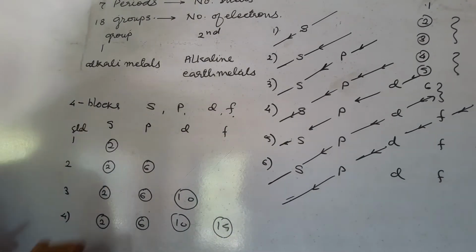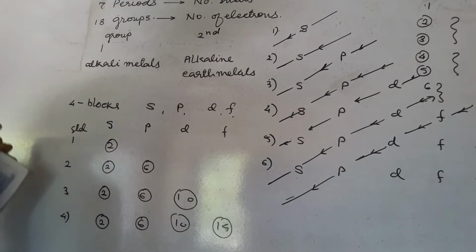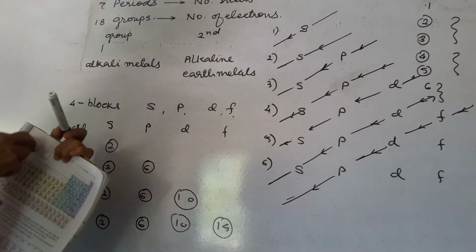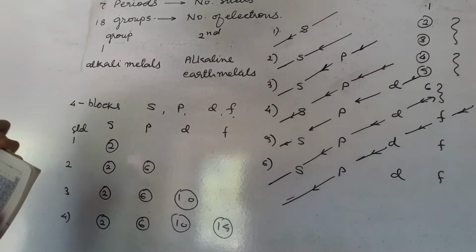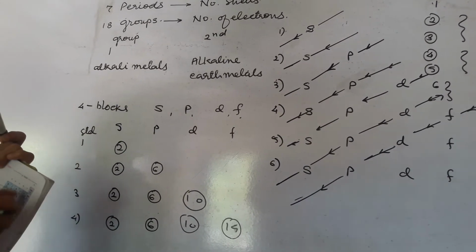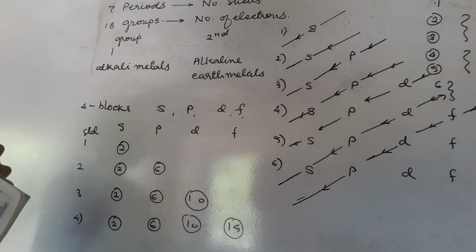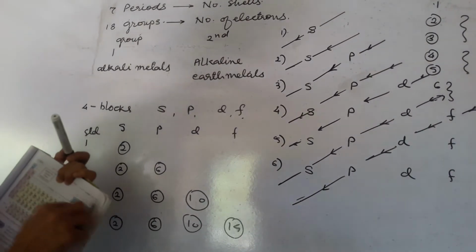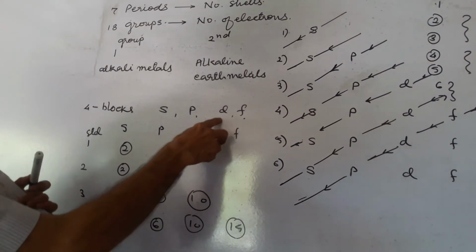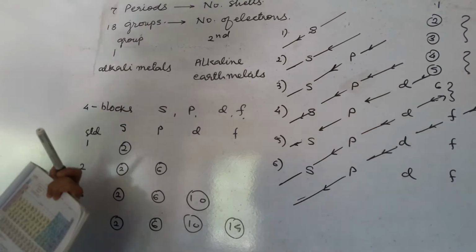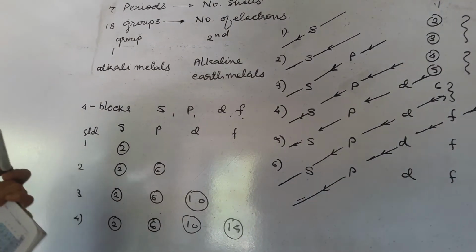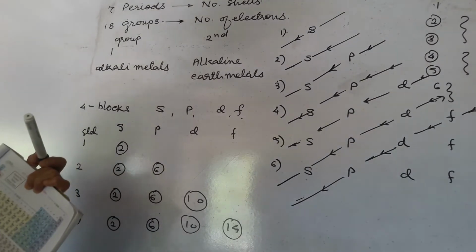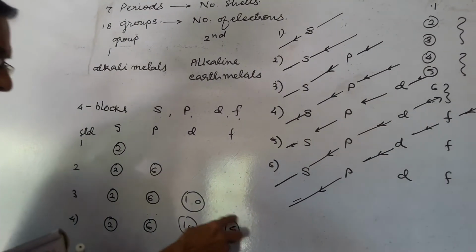So S, P, D, F. In S block, only 2 elements are there. You can see that 2 groups are there in S block. In P block, 6 are there. You can see in the table that 6 elements are there in P block, in each period. In D, you find 10 are there. 10 elements are there in D. And F you will find below. It is given below that in F, 14 are there.